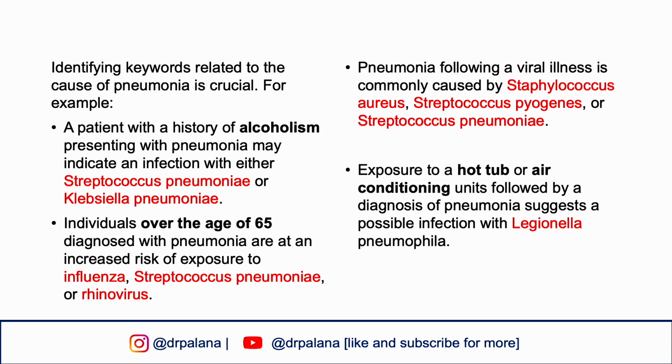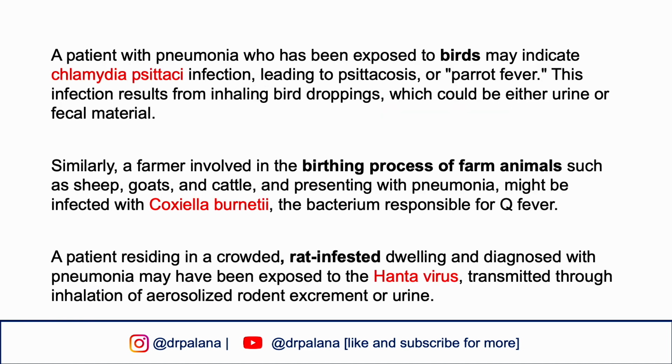Exposure to a hot tub or air conditioning units followed by a diagnosis of pneumonia suggests a possible infection with Legionella. A patient with pneumonia who has been exposed to birds may indicate Chlamydia psittaci infection leading to psittacosis, or parrot fever. This infection results from inhaling bird droppings, which could either be urine or fecal material. Similarly, a farmer involved in the birthing process of farm animals such as sheep, goats, and cattle and presenting with pneumonia might be infected with Coxiella burnetii, the bacterium responsible for Q fever.